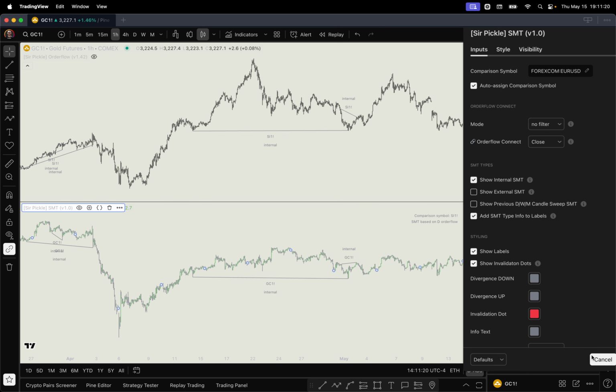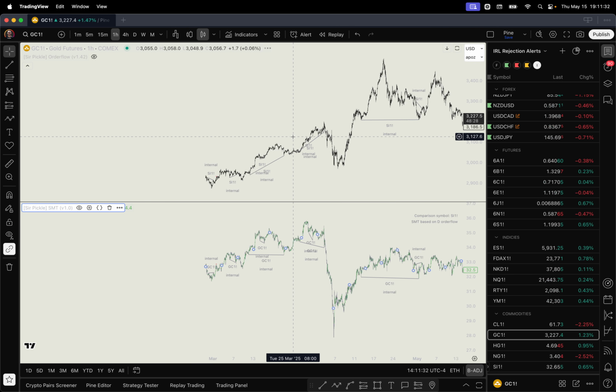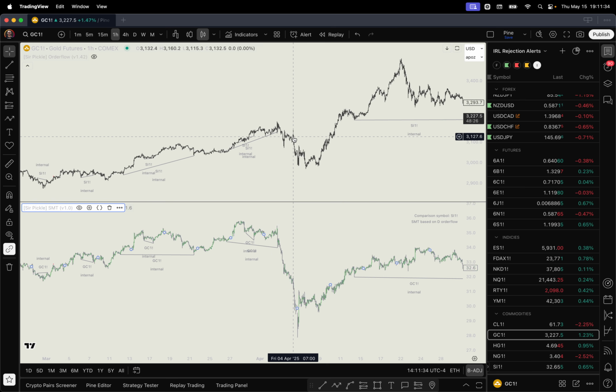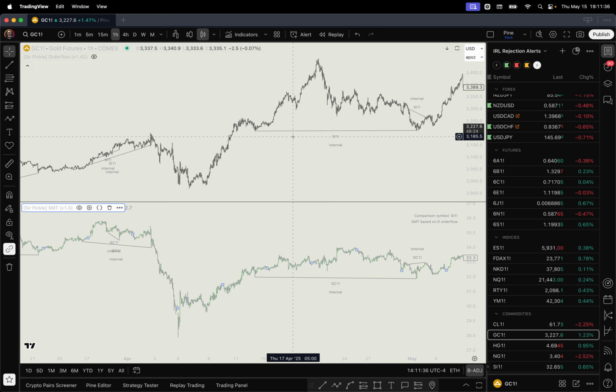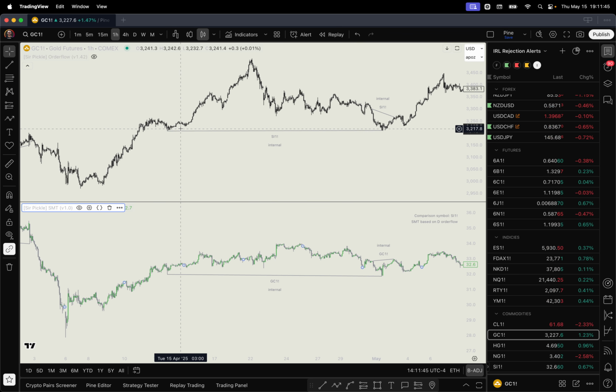We are right now on the 1-hour chart, and the aligned higher time frame, as written here, is daily. So SMT based on daily order flow. This is the aligned time frame that we're looking at. Every SMT that we see here is happening on 1 hour, but it is based on the daily order flow.